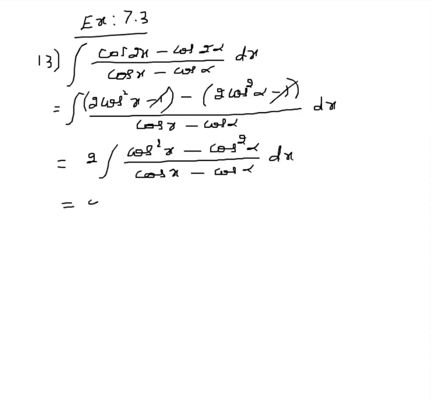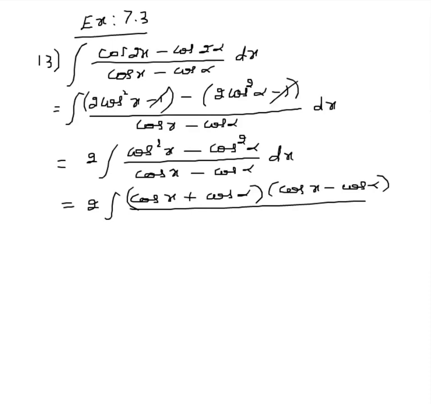Let us factorize the numerator using the a square minus b square identity. It becomes (cos x plus cos alpha) multiplied by (cos x minus cos alpha), divided by (cos x minus cos alpha) into dx. Cancel the common factor. Now 2 times integral of cos x dx.